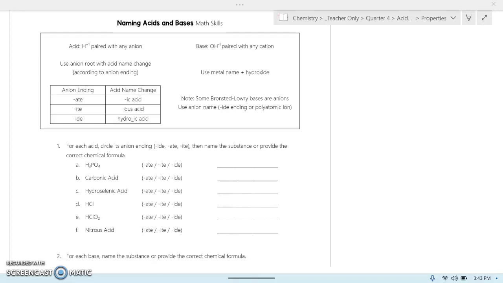And so that's how we're going to name these. So you'll use that metal name plus the anion name, which is hydroxide for all of these. So just the same naming rules that you've always used for things that have OH. Now we have a note here that says some Bronsted-Lowry bases are anions, so we just use that anion name. So for example, maybe it's just NO3. So this, we would just name it nitrate using that ion list. So reference those polyatomic ions on the list as needed.